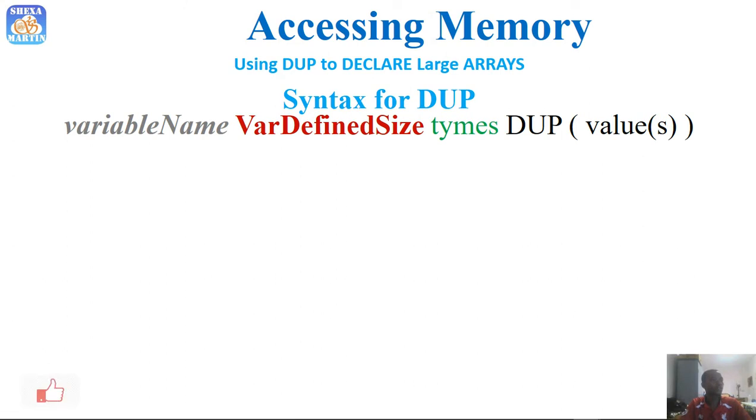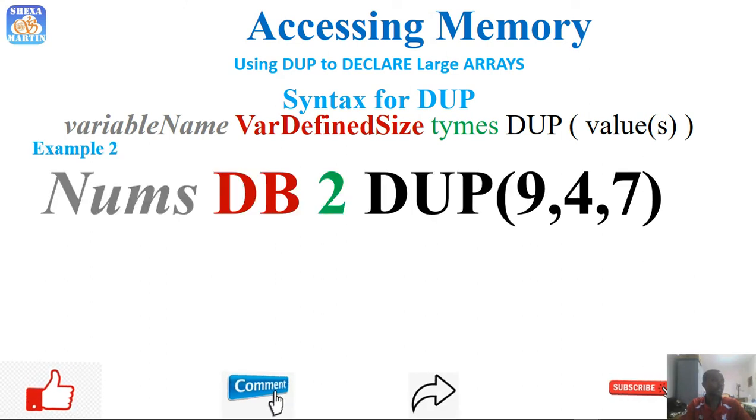Right, let's now look at another example. This example is now duplicating several numbers. So I'm repeating what I've declared. I've declared a variable called nums. It's of size byte, and it's repeating some numbers 2 times, and the numbers to be repeated are 9, 4, and 7.